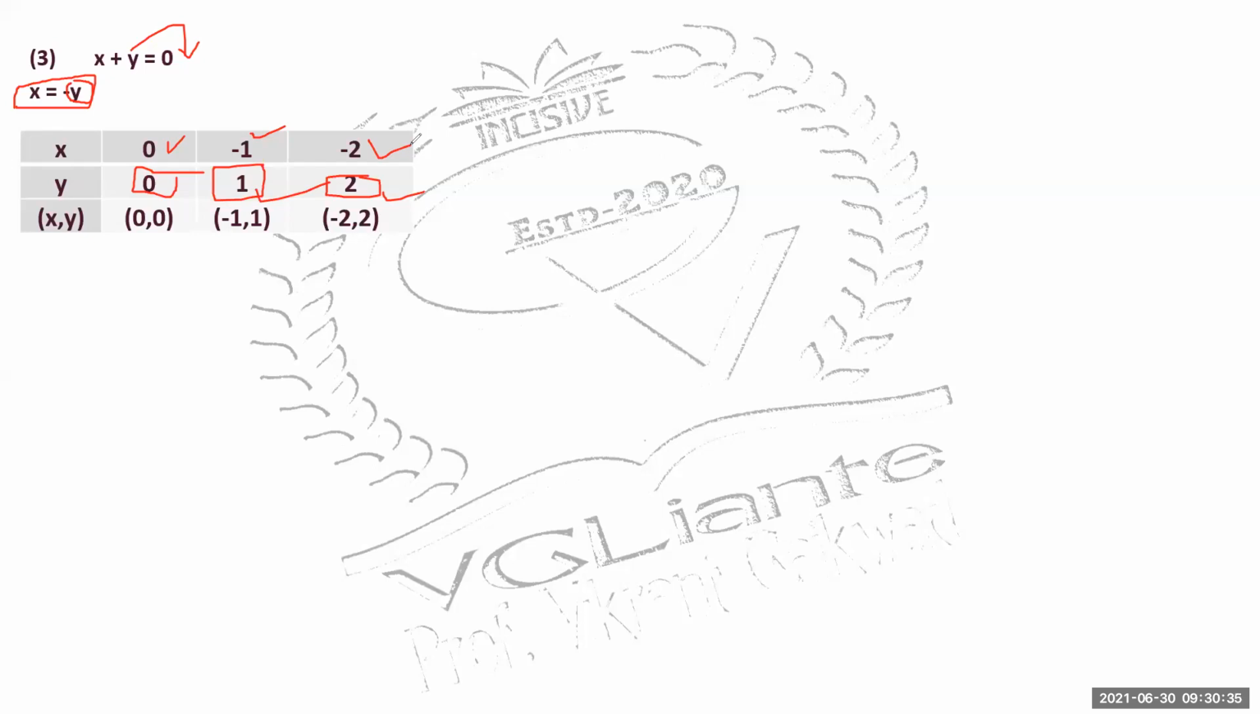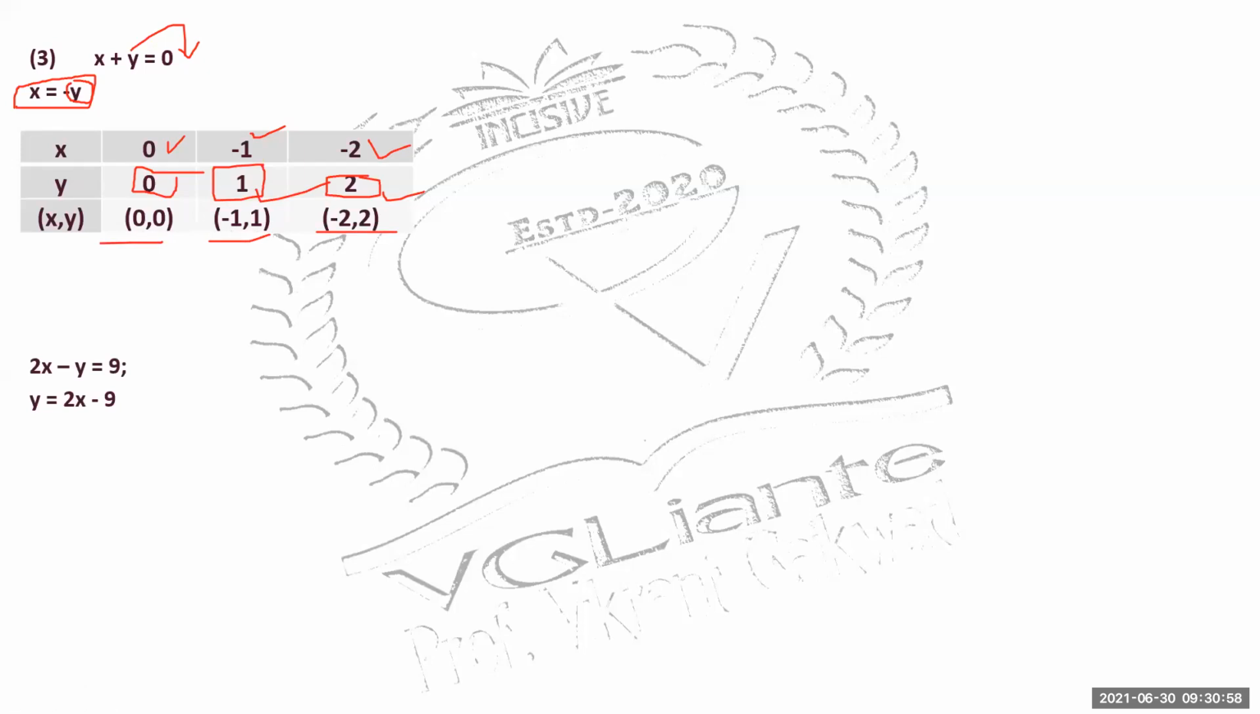You've got all the values of x and y. Your first point is 0 comma 0. Second point is minus 1 comma 1. And third point is minus 2 comma 2. You've got all the 3 points with you. So that means your first table is complete. Now we have to move ahead to the next table.